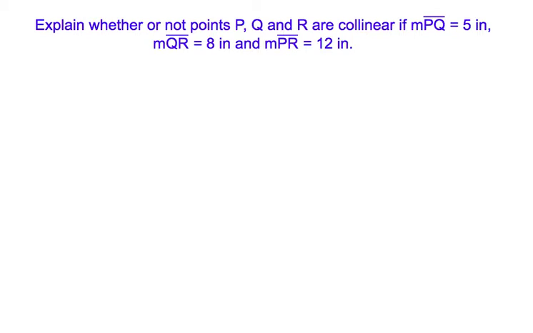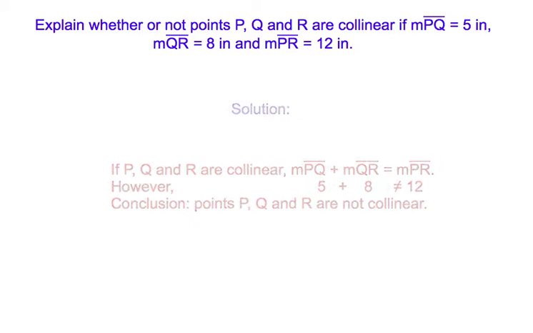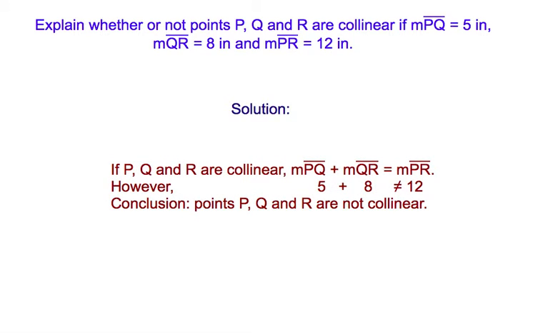Problem number 3. Explain whether or not points P, Q, and R are collinear if the measure of line segment PQ is equal to 5 inches, the measure of line segment QR is equal to 8 inches, and the measure of line segment PR is equal to 12 inches. Solution. If points P, Q, and R are collinear, then the measure of line segment PQ plus the measure of line segment QR must be equal to the measure of line segment PR. However, 5 plus 8 is not equal to 12. Conclusion. Points P, Q, and R are not collinear.